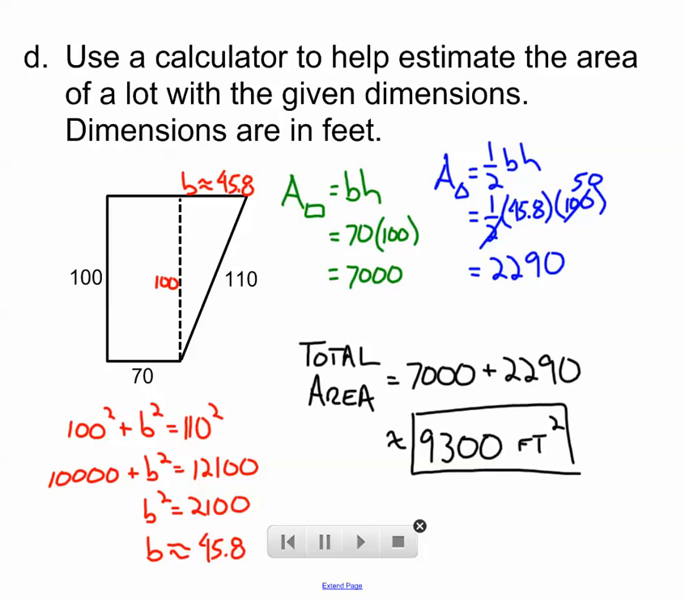All right, so a little bit of an intro there to areas of combined polygons, and we'll practice this a lot over the coming days, and definitely going to see it real soon on a test. So good luck, and come in with your questions tomorrow.